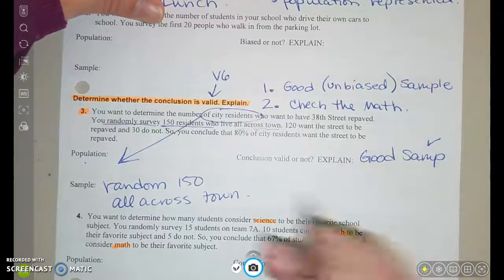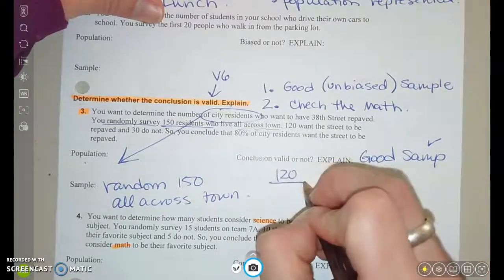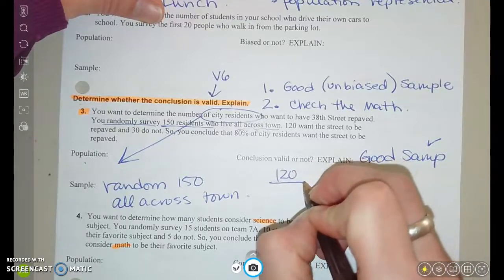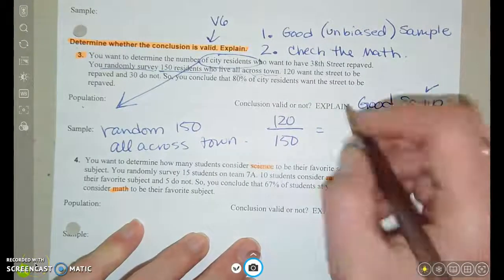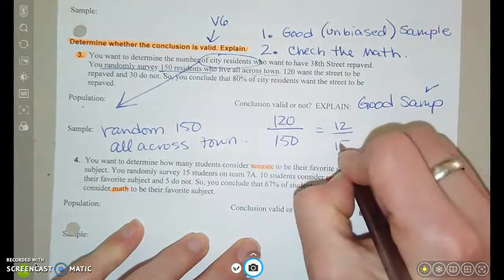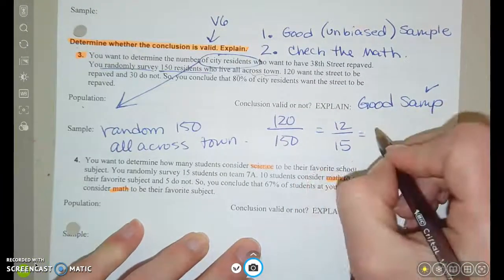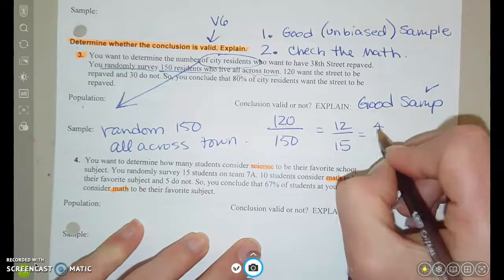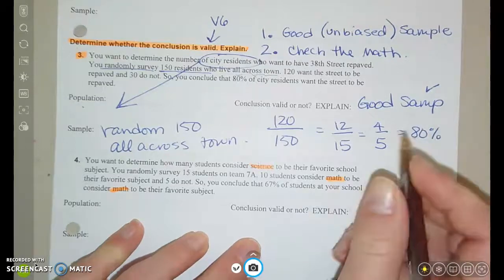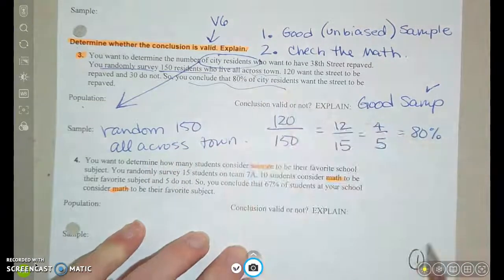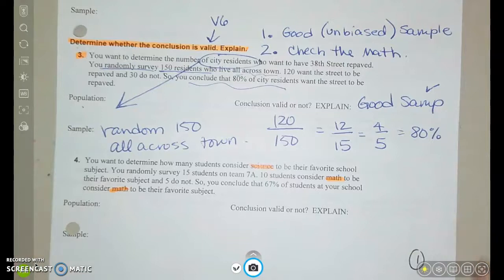And now let's check the math. So 120 want it to be repaved out of 150. I could divide that in my calculator or just simplify it. If I keep simplifying, and 4/5 is 80%, so that's a true statement, right? Using our results from our survey, we do conclude that 80% or approximately 80% want the street to be repaved. Okay?